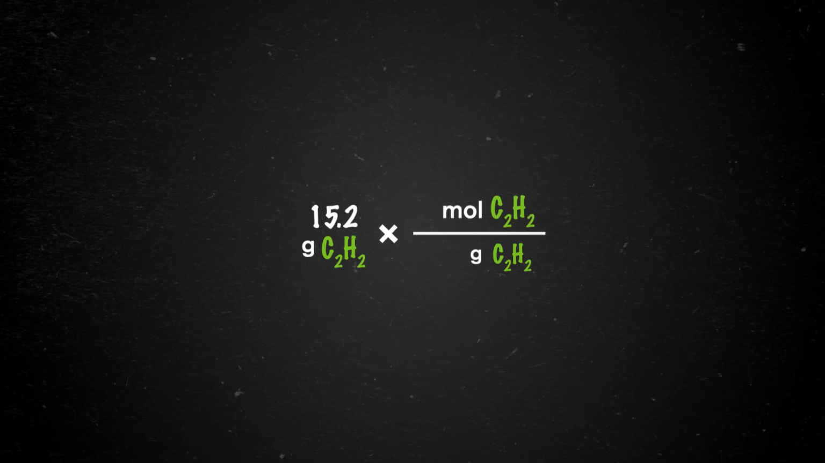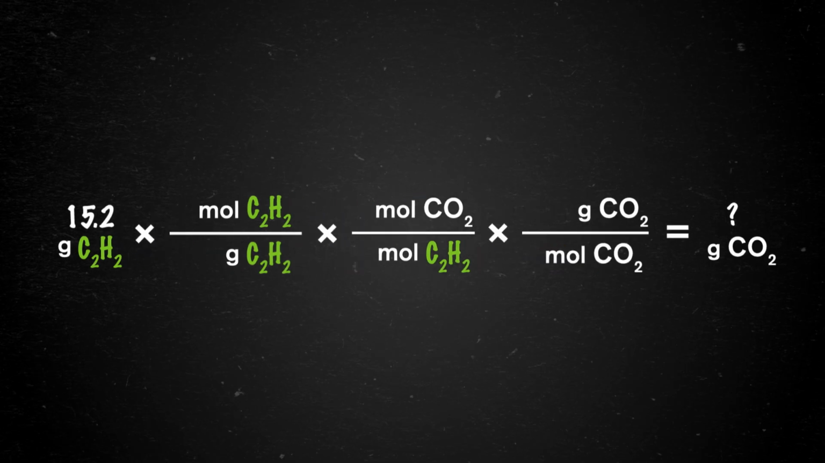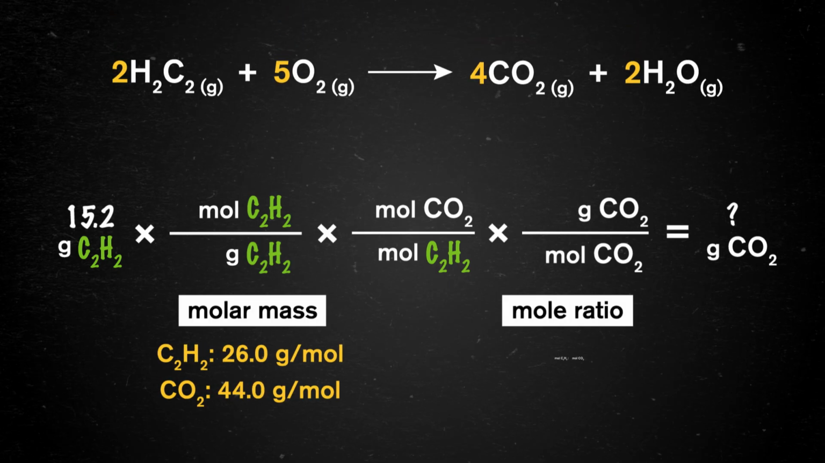All right, conversion factor time. We'll need a molar mass to first get us from grams to moles of acetylene. Then we need a mole ratio to get us from moles of acetylene to moles of carbon dioxide. And finally, a molar mass to get us from moles of carbon dioxide back to grams. From the periodic table, we can find the molar masses we need. From the reaction coefficients, we can also tell that it takes 2 moles of acetylene to make 4 moles of carbon dioxide gas. So we can use this for our mole ratio.